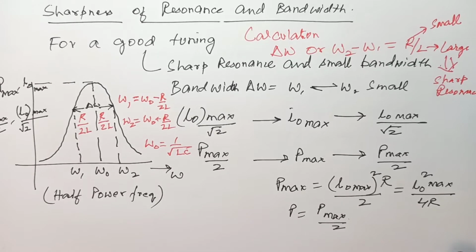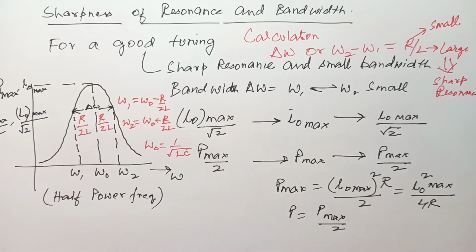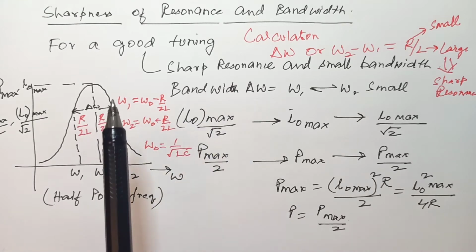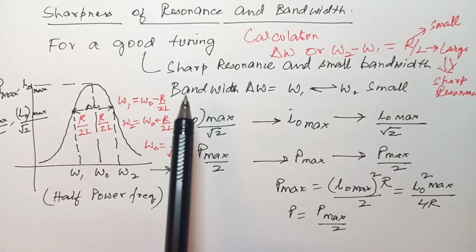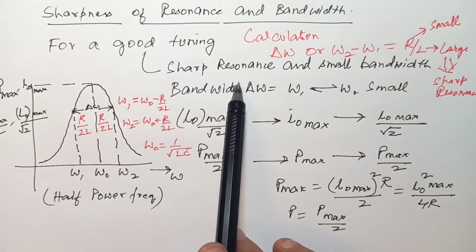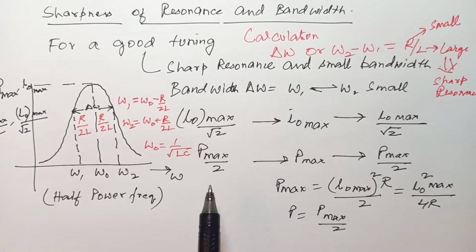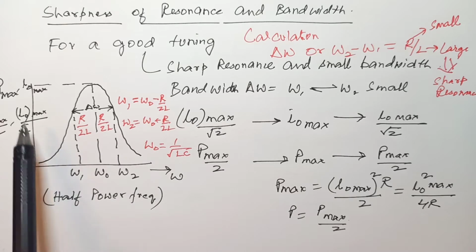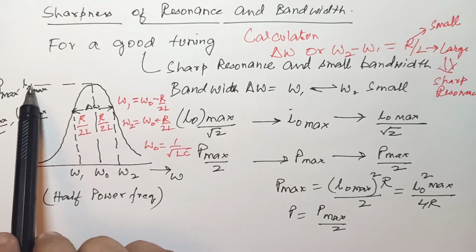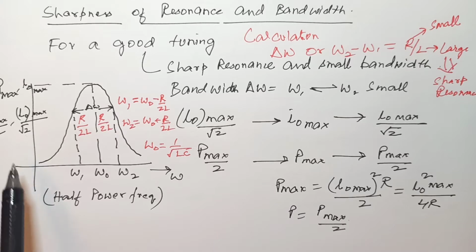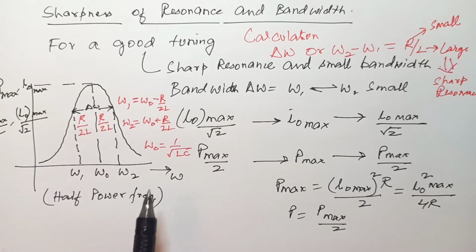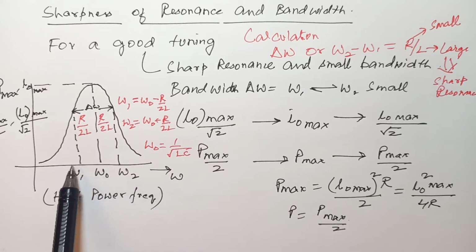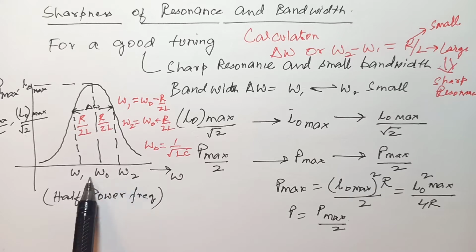Hi students. So in this lecture we will study about the sharpness of resonance and bandwidth. Now remember, for a good tuning, we have to have a sharp resonance and a small bandwidth, as you can see in this slide wherein I have written. Now if you see the graph, the y-axis shows the current, and the x-axis shows the frequency, and of course you will see the bandwidth from here, wherein you can have a good tuning.